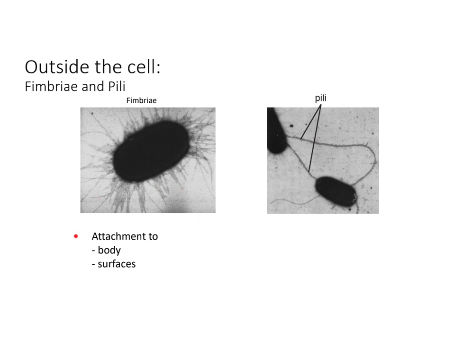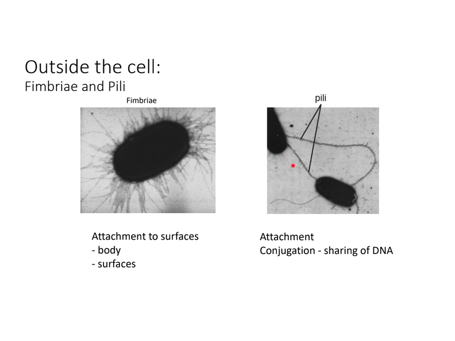Fimbriae are used for attachment, and usually that's attachment to body surfaces, so they can use fimbriae to attach to the surface of your lungs or your colon, but also to abiotic surfaces like pacemakers, or in the environment, things like tables or the inside of your sink.